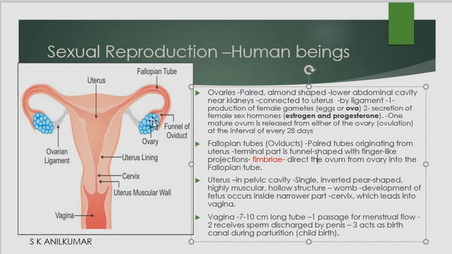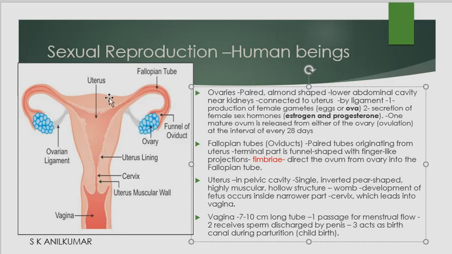What are fimbriae? Finger-like projections at the end of the fallopian tube. The fallopian tubes are paired tubes originating from the uterus. The terminal part, the end of the fallopian tube, is funnel shaped and has finger-like projections called fimbriae. How do fimbriae help? They direct the ovum from the ovary to the fallopian tube.